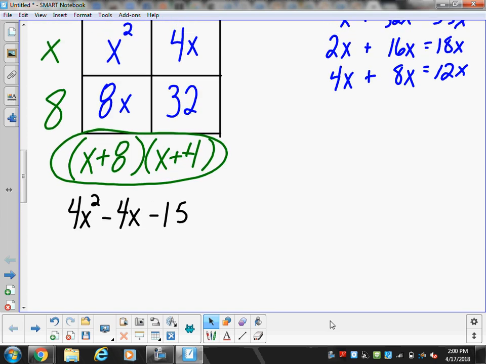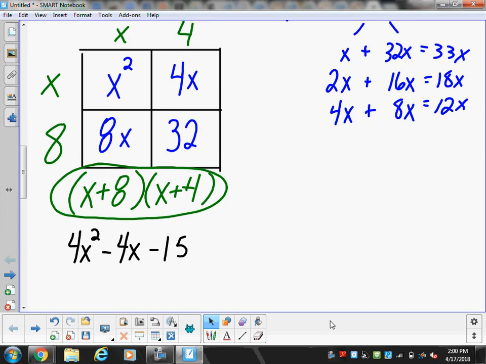The next one I want you to do is that 4x squared minus 4x minus 15. So I'm gonna give y'all a couple of minutes to see what you can do with it, and then we'll work through it together before class ends. It's not a page; it's this one problem.